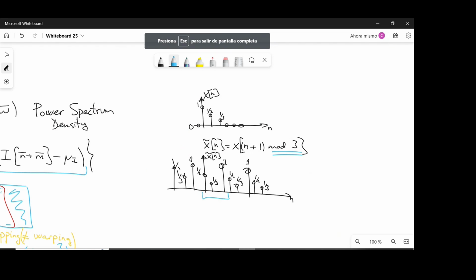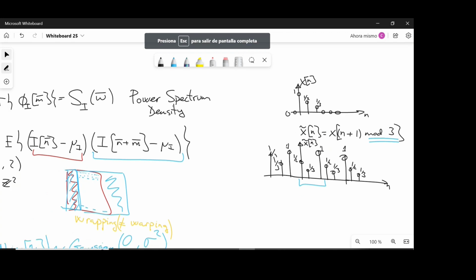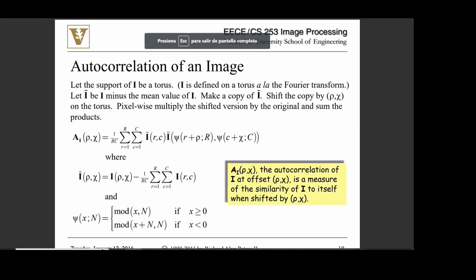Let me highlight this block. If you shift this to the left, the sample that goes out comes from the right. So using the modulo, it's just a way of whatever comes from one side, I put it back on the other side. And I can use that trick to take this side on this side. So that is what has been done here.